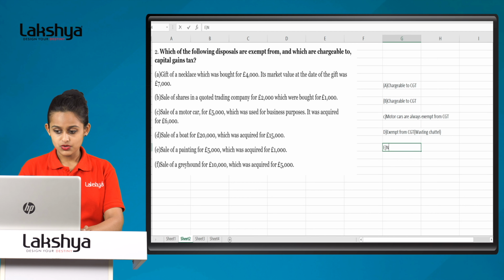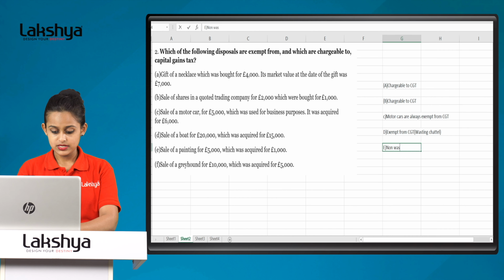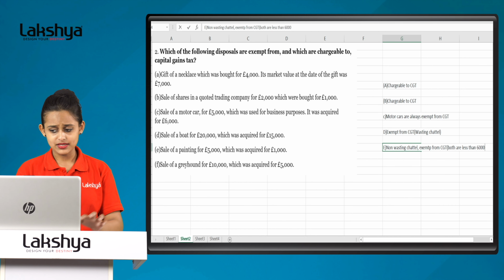All right. So non-wasting chattel, exempt from CGT. Why? Both are less than 6,000. What is the both I'm writing here? The proceeds and the cost.